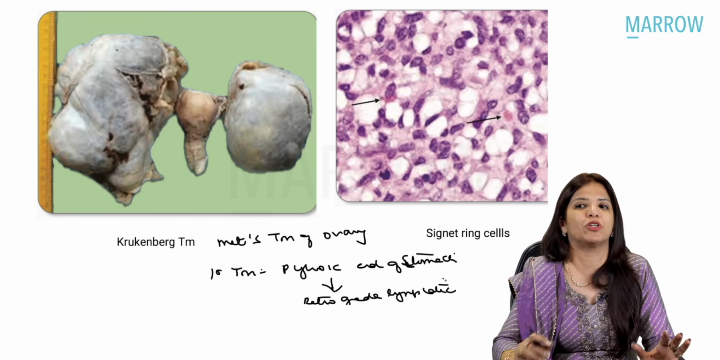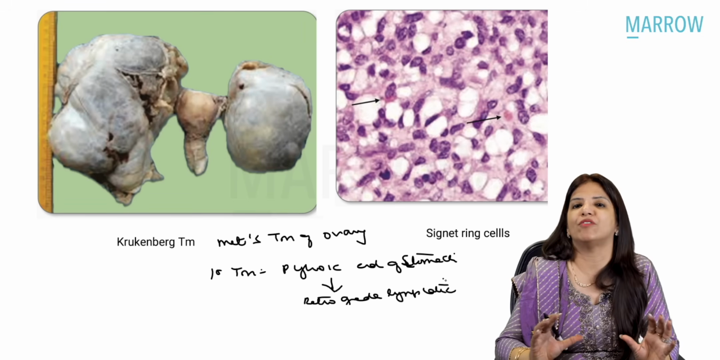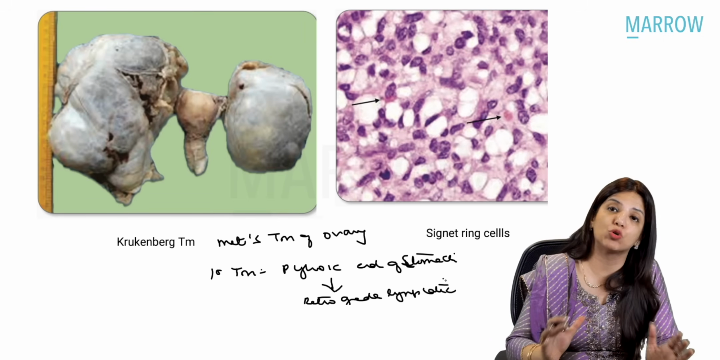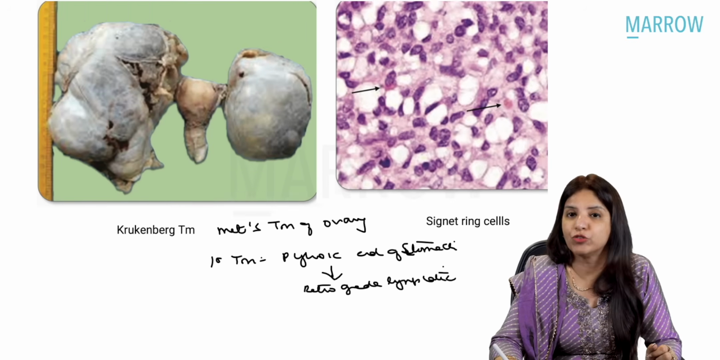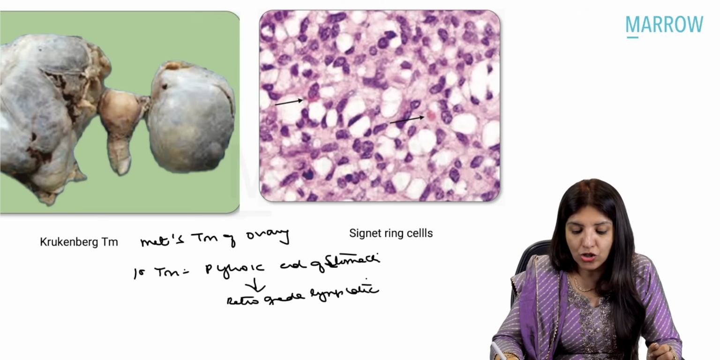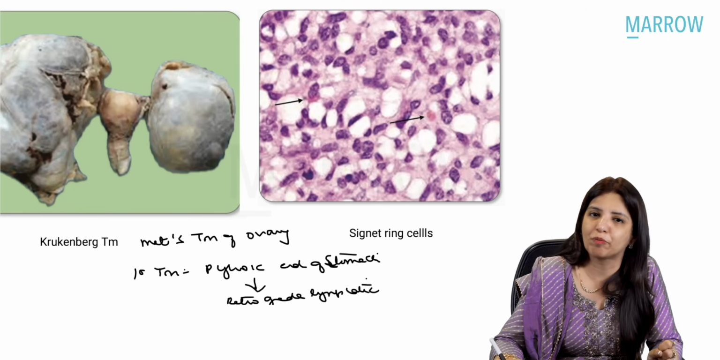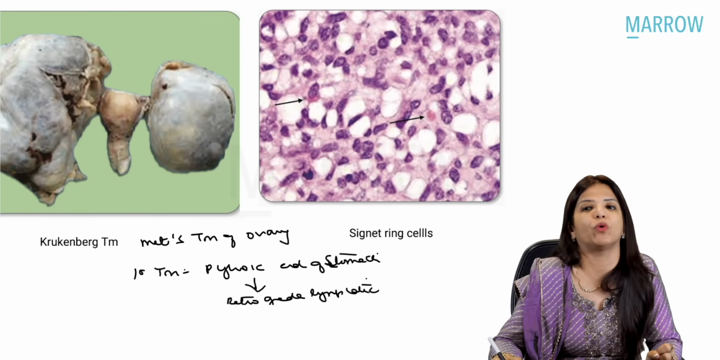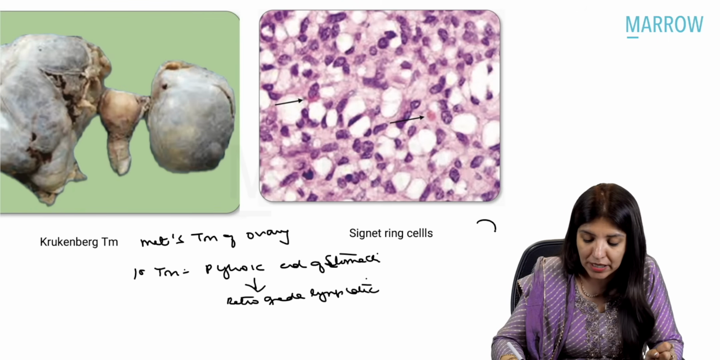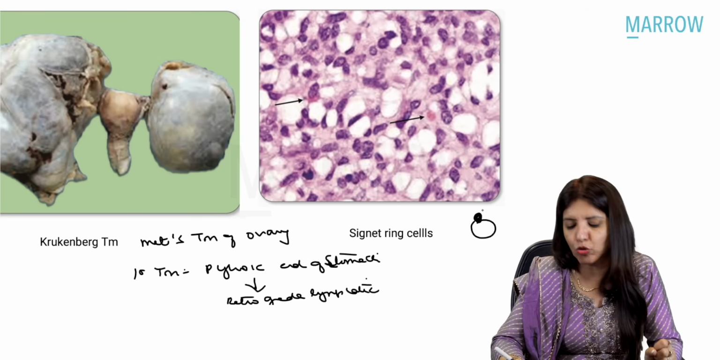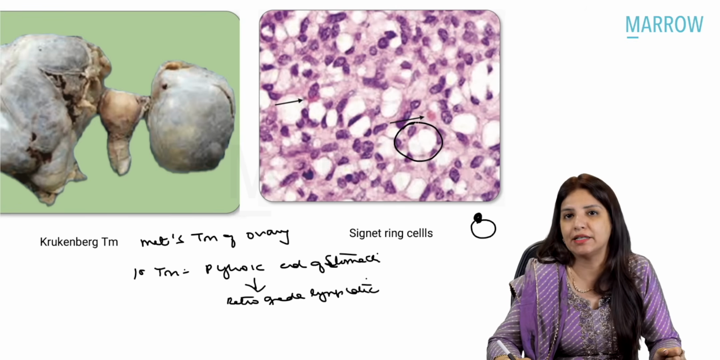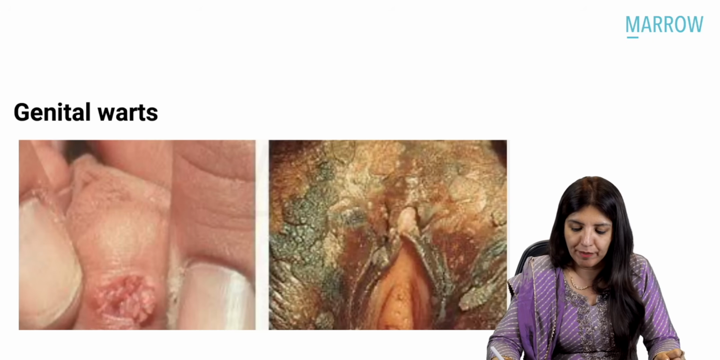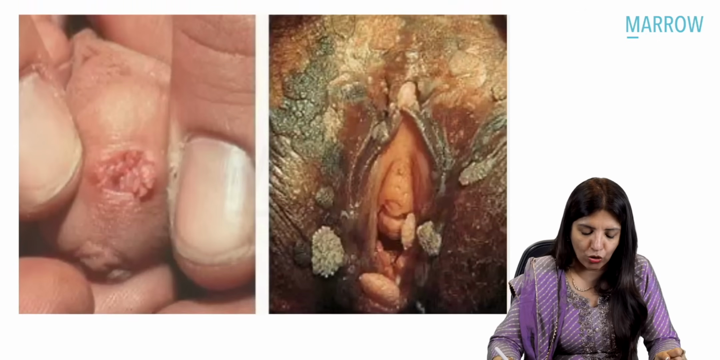This Krukenberg tumor generally is unilateral. It will have a waxy consistency. The capsule of the ovary will be intact, right? And the shape of the ovary will be intact. And when you see the histopathological examination finding, you are going to get signet ring appearance. That means the nucleus will be pushed towards the periphery, and that is what appears as if it's a signet ring. Right? Now, coming to some miscellaneous images which I want all of you to know.